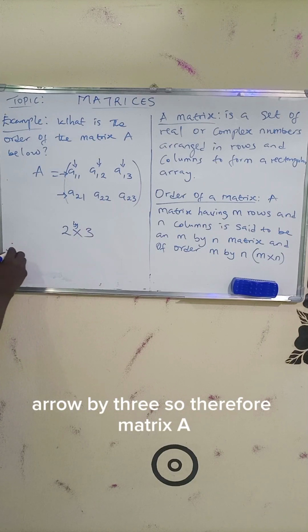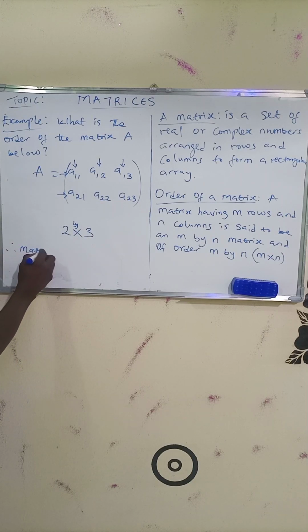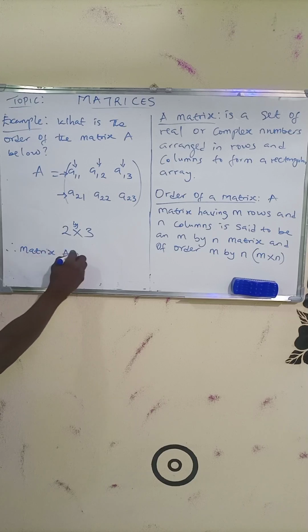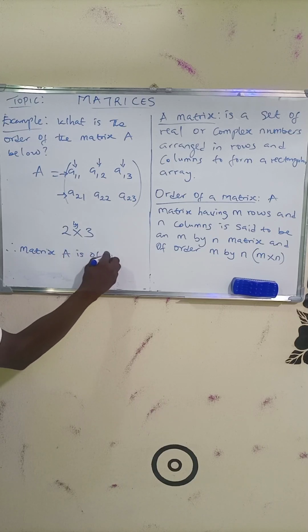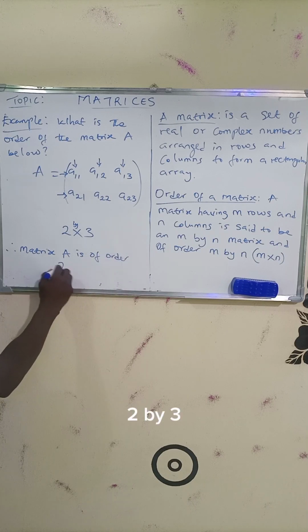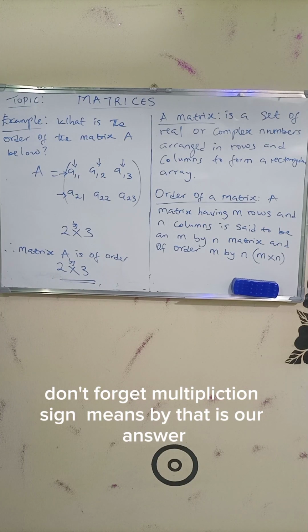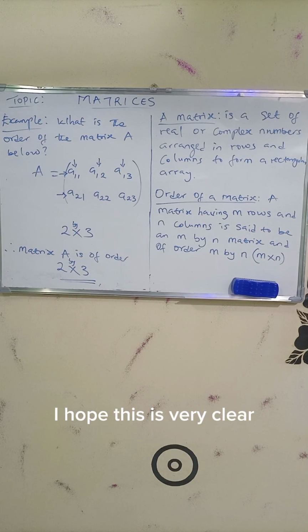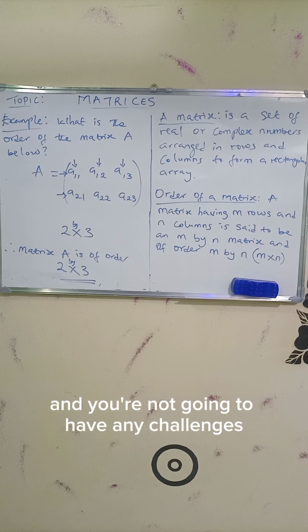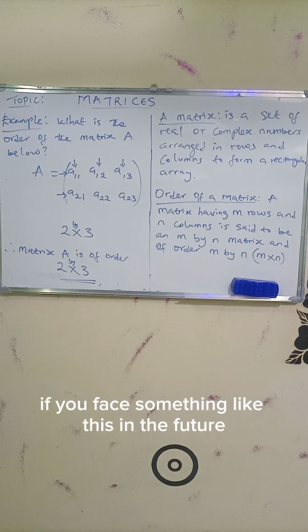So therefore, matrix A is of order 2 by 3. Don't forget, multiplication means by. That is our answer. I hope this is very clear and you're not going to have any challenges if you face something like this in the future.